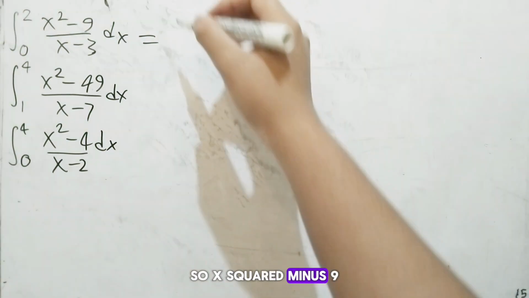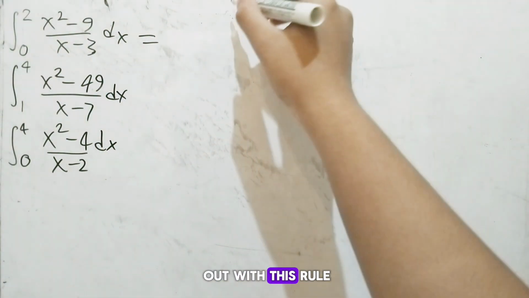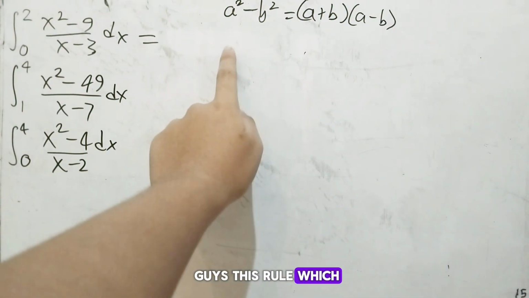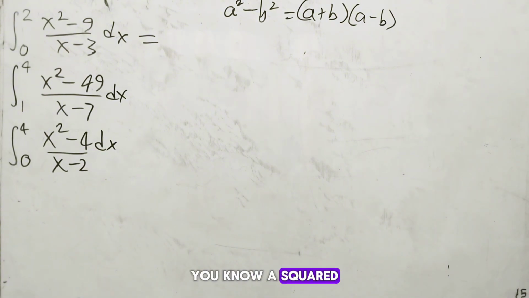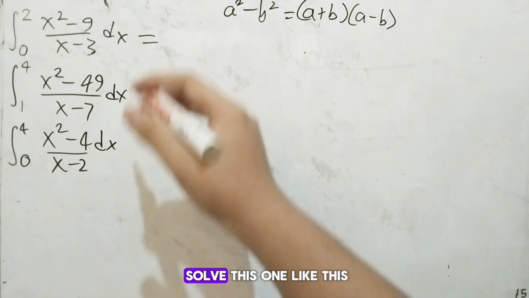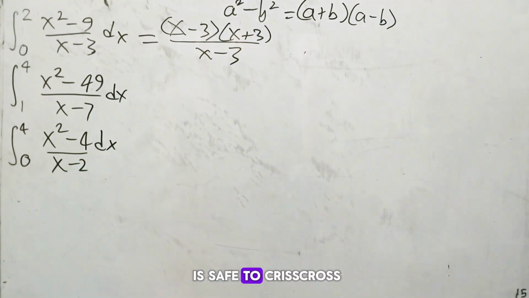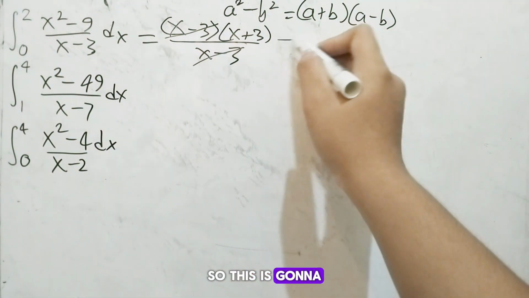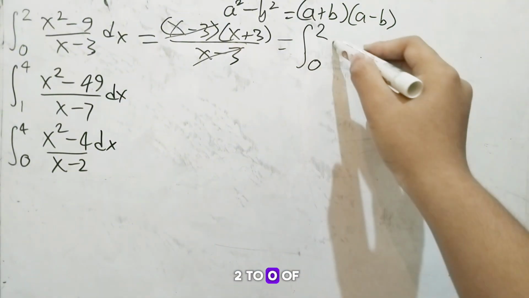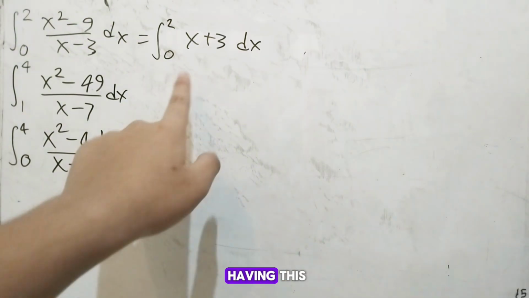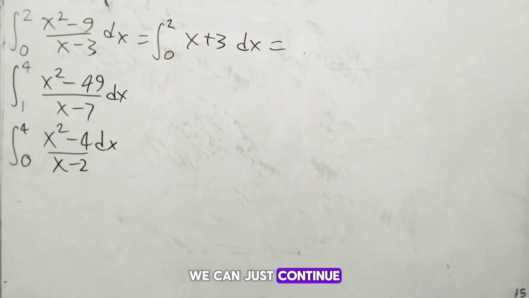So x squared minus 9, we can factor it with this rule, a squared minus b squared, which is really just middle school stuff. You guys should know it. Because this is safe to crisscross, we can just cancel. So this is going to be the integral from 0 to 2 of x plus 3. And after having this, we can just continue integrating as normal.